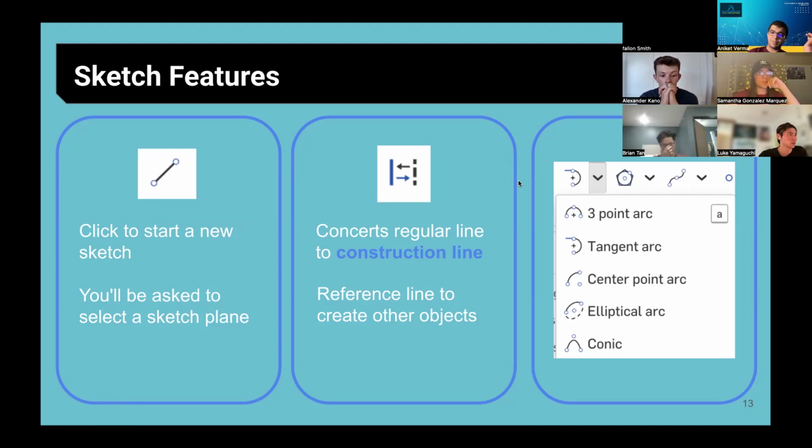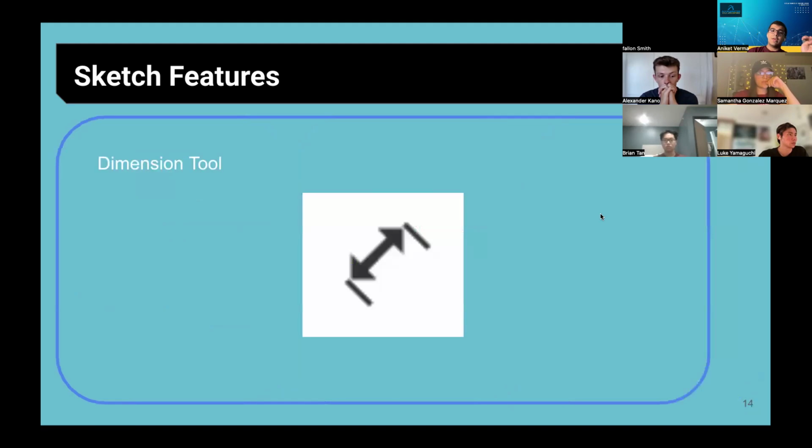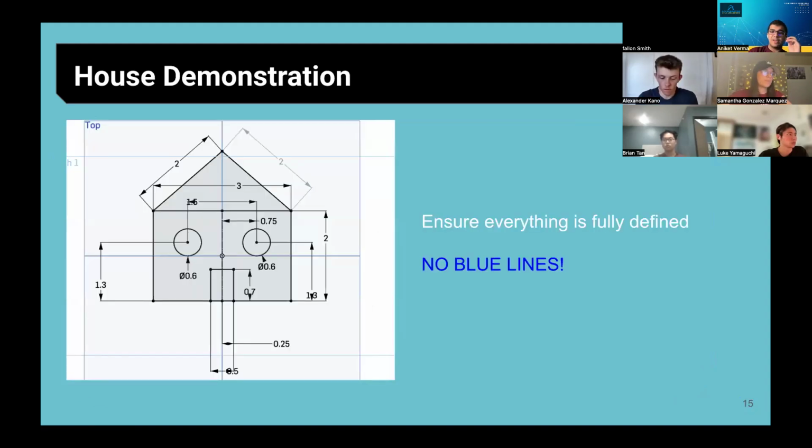So these are a couple more tools. And last but not least, you have this weird double arrow looking thing in between 2 lines, which is known as the dimension tool. This is kind of the holy grail of how to dimension stuff and how to define it in Onshape. That said, I would like to run through an example with you guys real quick of this house that I decided to sketch in Onshape.